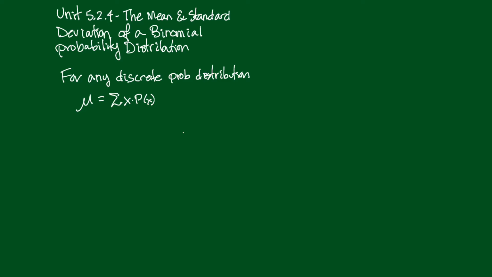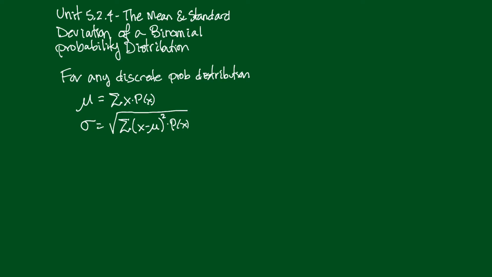And then we also had this one, although we didn't use it because we had the calculator compute it. The standard deviation is the sum of these differences: x minus mu, the data value minus the mean, squared, times the probability, and then the square root of all that.